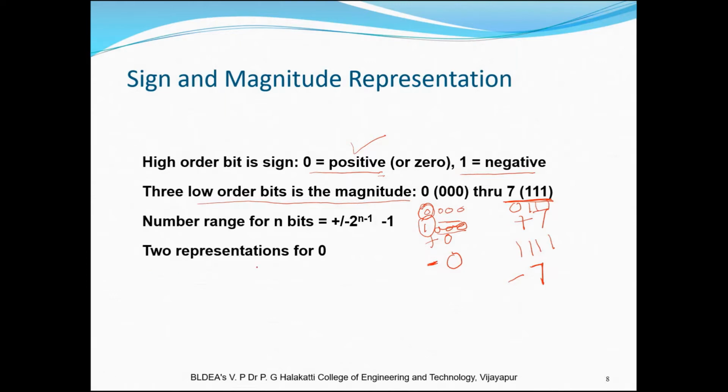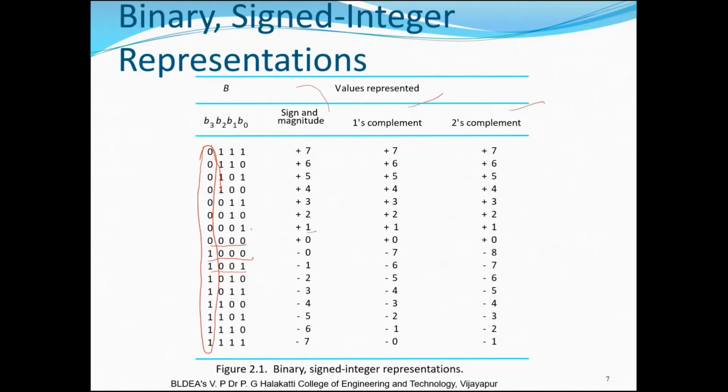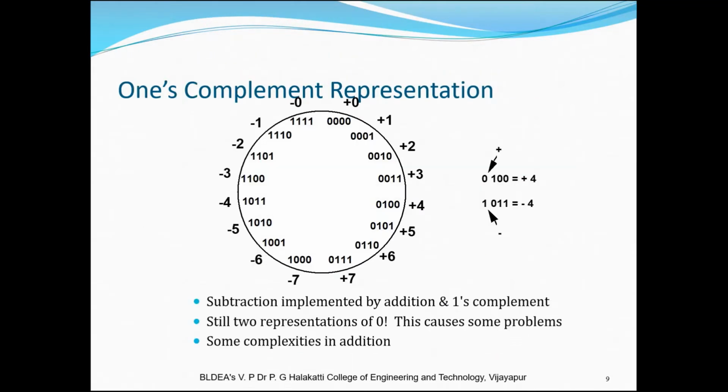We have 2 representations for 0 here, plus 0 and minus 0. You can see here, we have 2 representations, plus 0 and minus 0. And as I told you, minus 7 is represented by 1, 111, whereas plus 7 is represented as 0, 111. So the MSB bit represents the sign. So this is sign and magnitude representation.